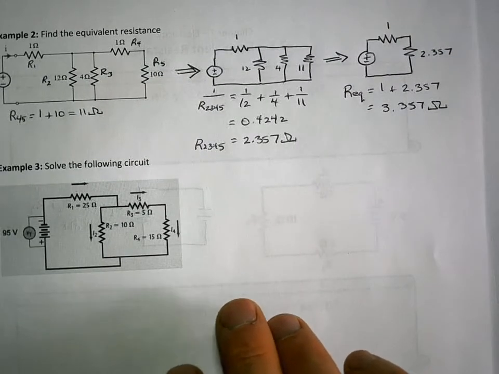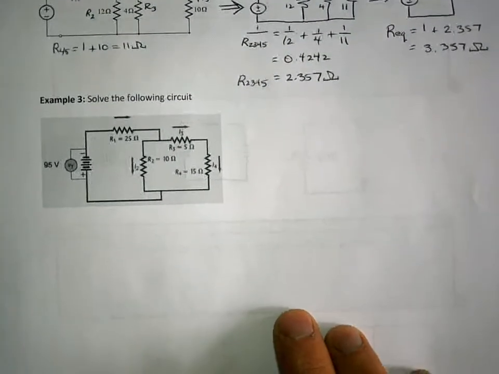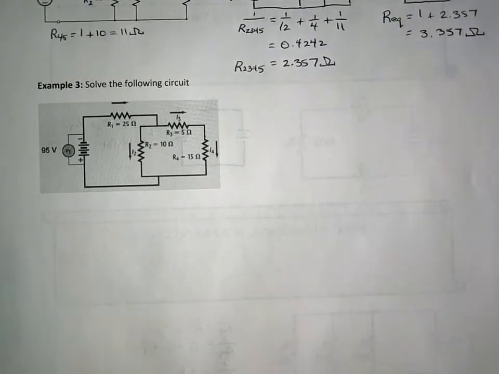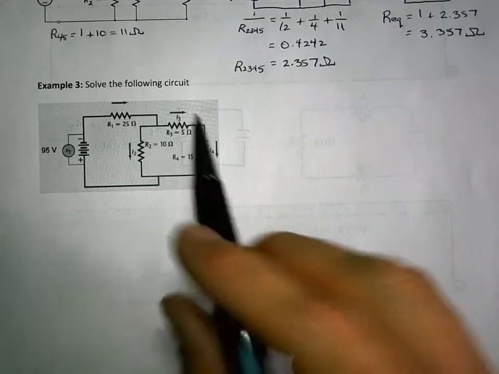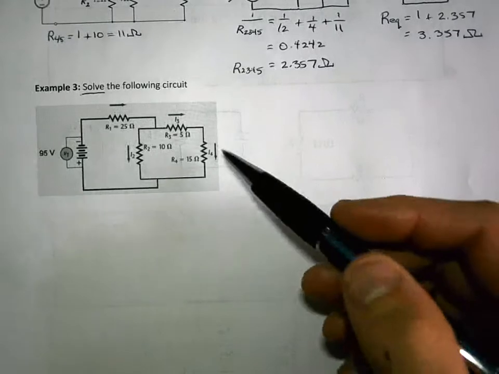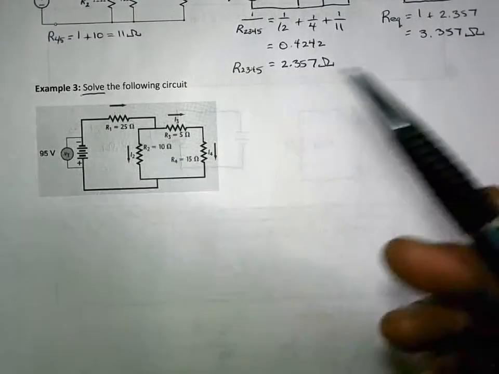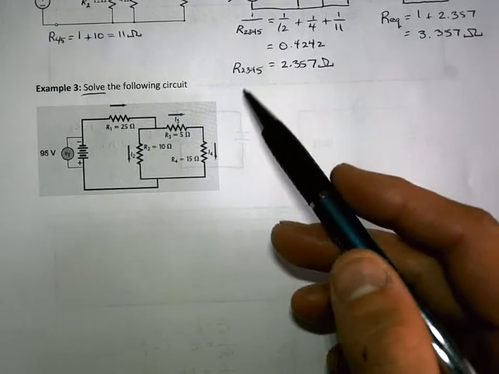So now you've got an idea of how equivalent resistance works. Let's look at some of our toughest questions, which is how to analyze a circuit like this. Look at that word, solve the following circuit. Solve means I want you to tell me everything. I want you to tell me all the voltages, all the resistances, and all the currents.